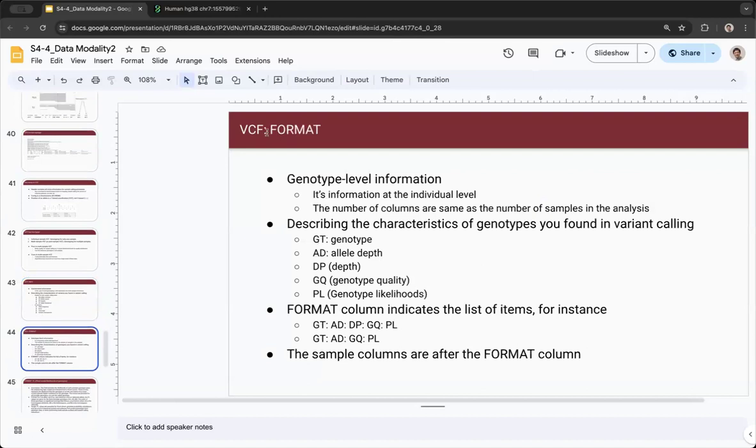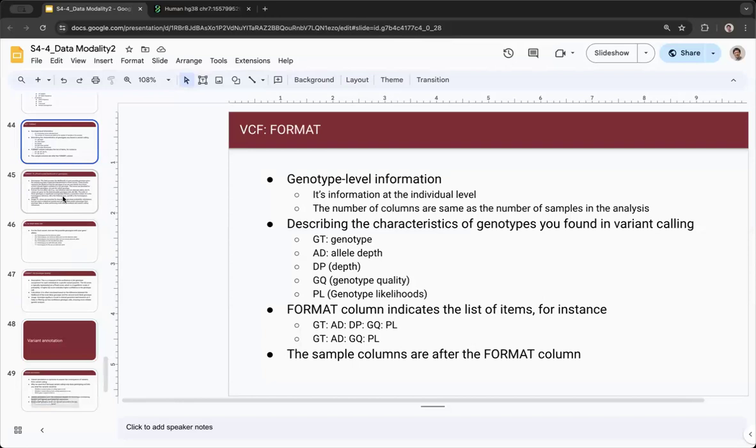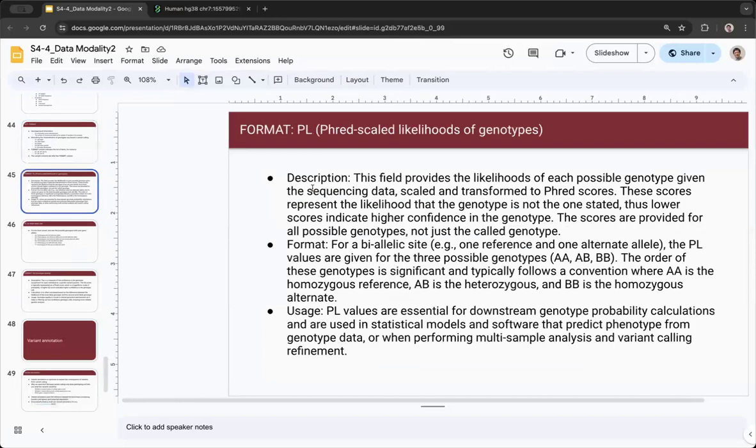However, if you look at the VCF FORMAT column, this is the genotype level information, right? So this belongs to the individual level, and the number of columns is the same as the number of samples in the analysis. It describes the genotype information, as we discussed before: the GT, AD, DP, GQ, and PL. All these things are possible in the FORMAT information.